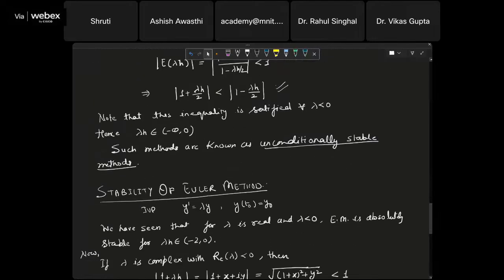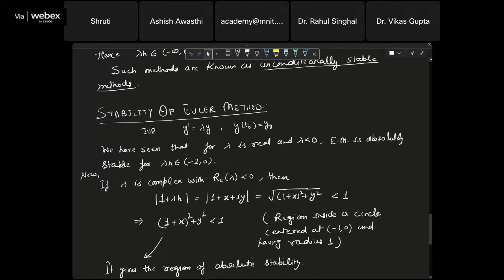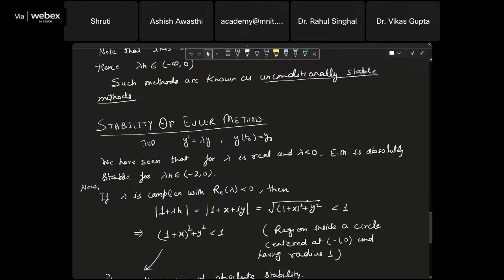Fine. Following this, we can discuss the stability of the Euler method. In fact, for the real part, I have already done it. If lambda is real, it is done. In the same way, we can also discuss it for complex values of lambda. So if lambda is complex with its real part negative, what condition do we have for absolute stability? The condition for the method is the following.